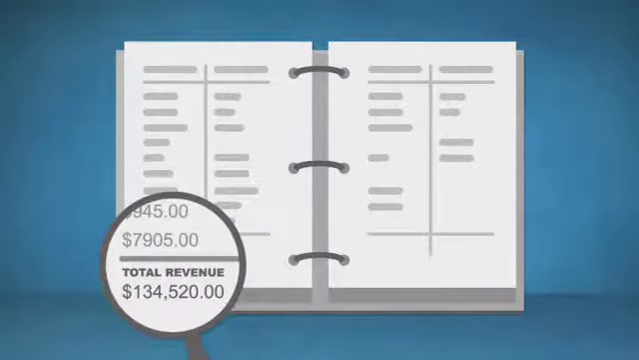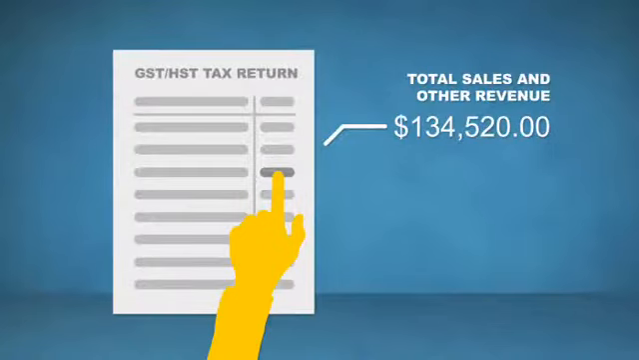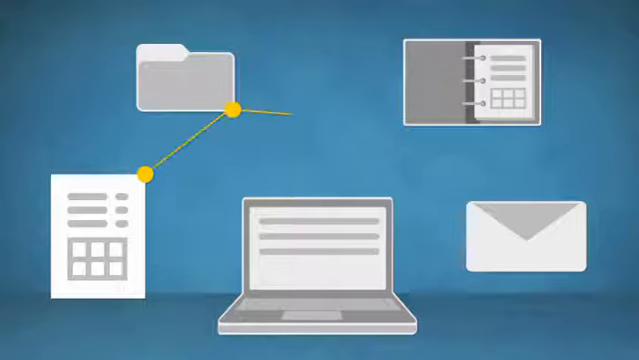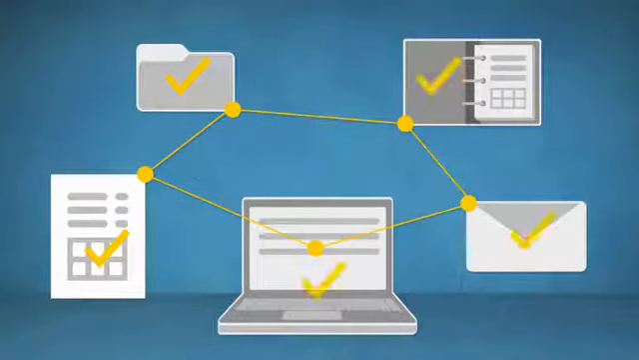First, we review the income and expenses you've reported. GST registrants might be more familiar with the terms taxable supplies and input tax credits. Then, we may compare these amounts with other sources we have on file to confirm that you've followed the tax laws and that your calculations are accurate.